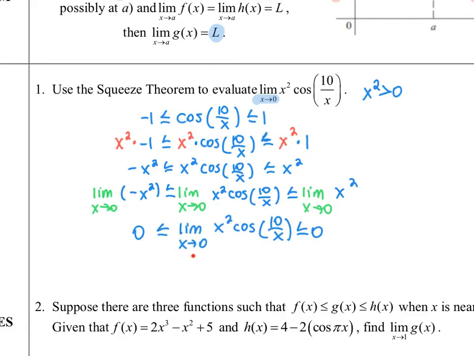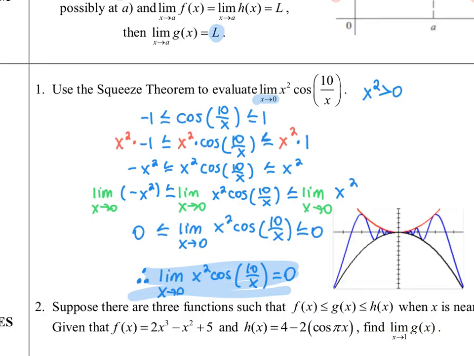And because this middle part of my inequality falls in between 0 and 0, then my limiting value, what I'm trying to find, this was my original question, is forced to be 0. Therefore, my limit as x approaches 0 of x squared cosine of 10 divided by x equals 0. And this is my answer right here.